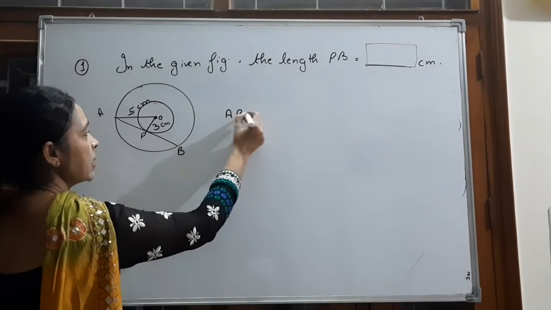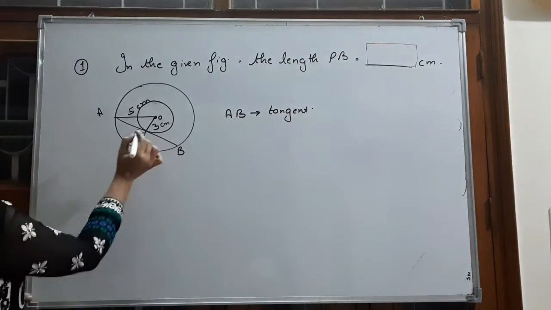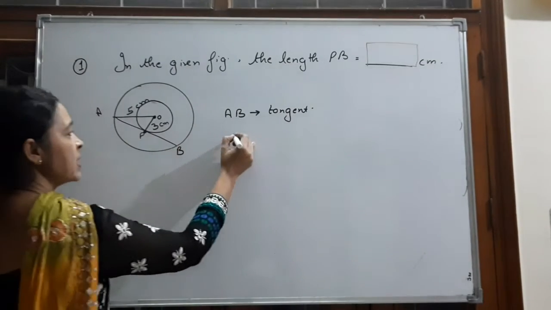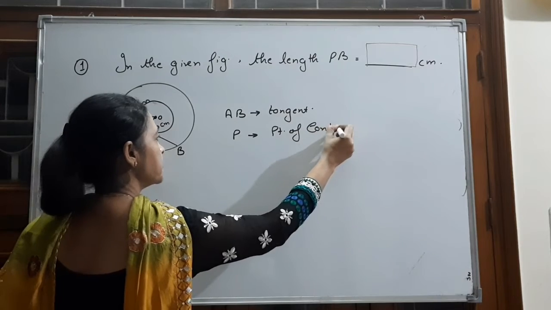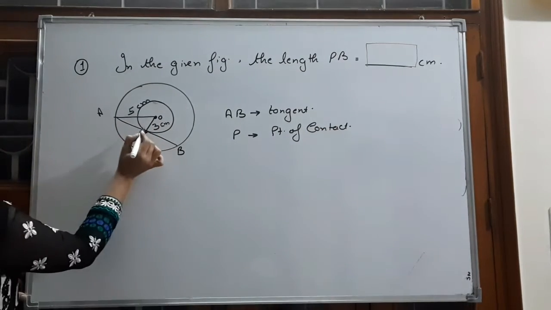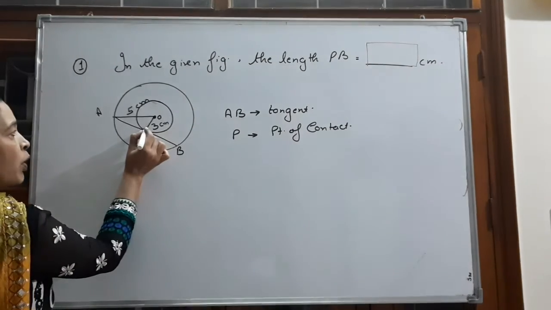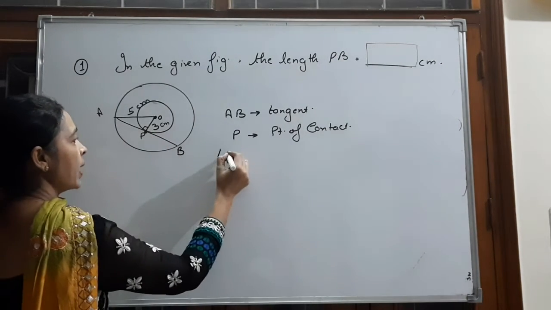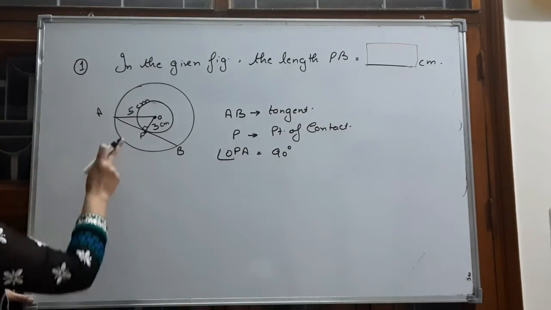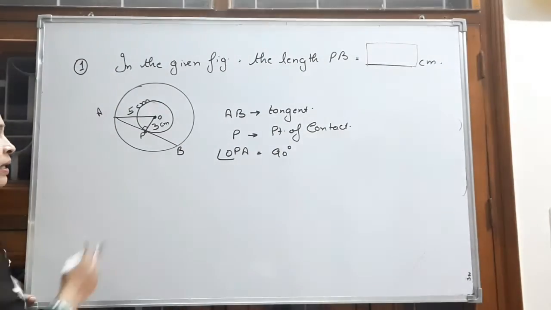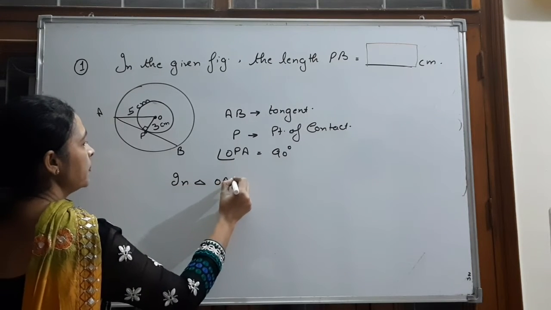AB is tangent to the inner circle, and this point P is the point of contact. A tangent is perpendicular to the radius at the point of contact. Therefore, angle OPA should be equal to 90 degrees. Since this angle is 90 degrees, we can apply Pythagoras theorem in triangle OAP.